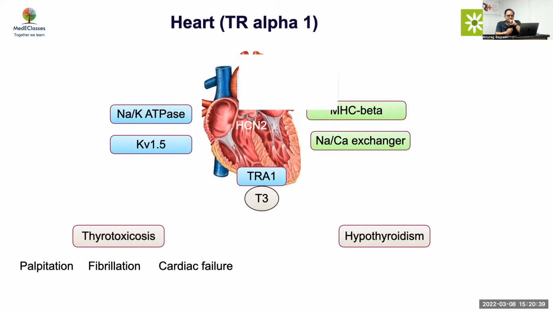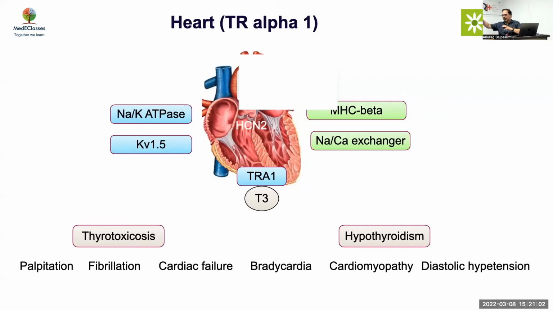In hypothyroidism, there will be bradycardia. BP will be on the lower side. Is BP on the lower side? It will not be low, but on the lower side. There is a diastolic hypertension which happens. There is no hypotension unless you have cardiac failure. It can also cause cardiomyopathy in a very severe form. Many adults with hypothyroidism will have diastolic hypertension. So this is mainly bradycardia, cardiomyopathy, diastolic hypertension.